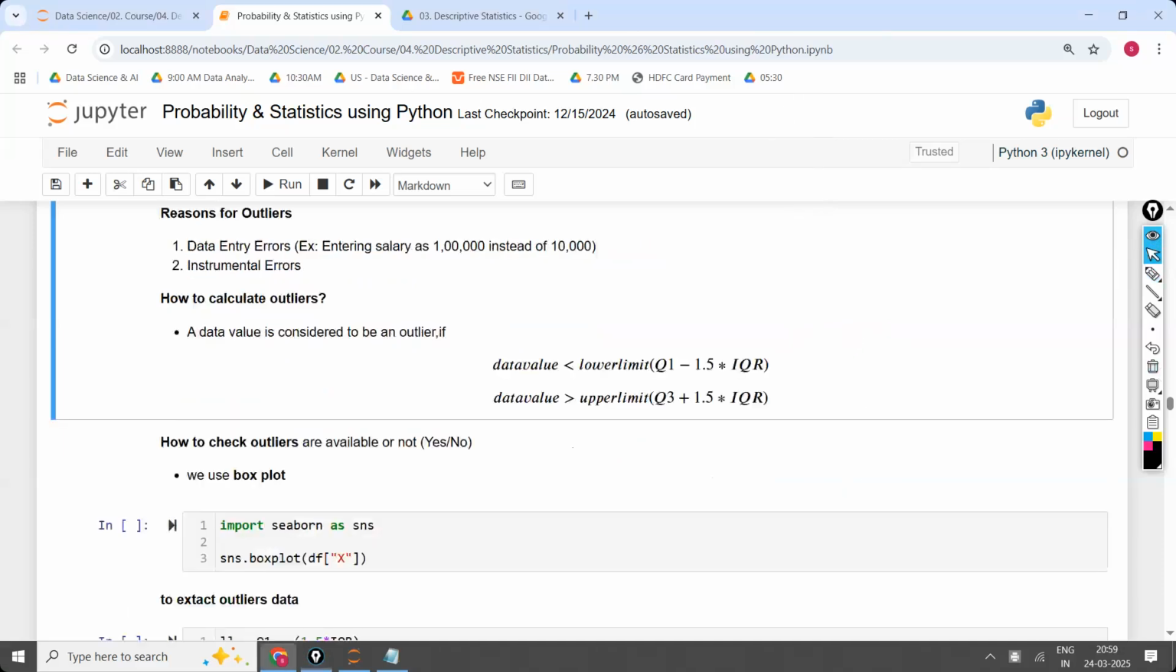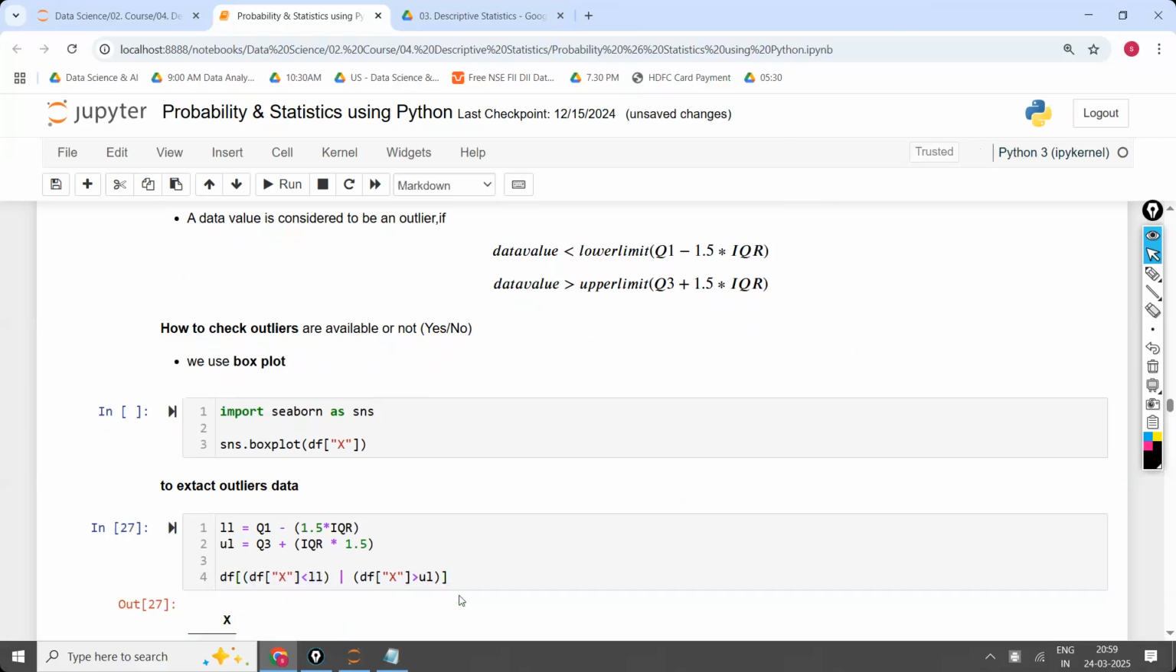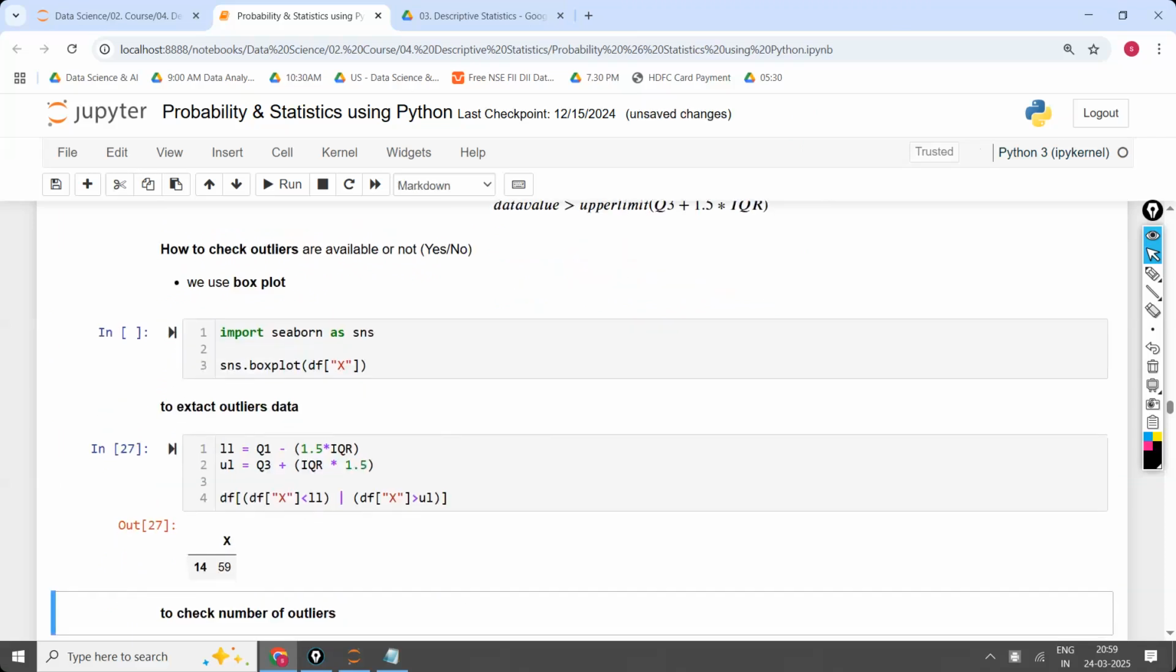So in Python, we are going to write a condition like this. First I calculate the upper limit and lower limit, and then I apply a filter with logical OR: any value greater than the upper limit or any value less than the lower limit. I extract that data, and the data I'm getting is 59. Is the point clear? Everyone? Yes or no?